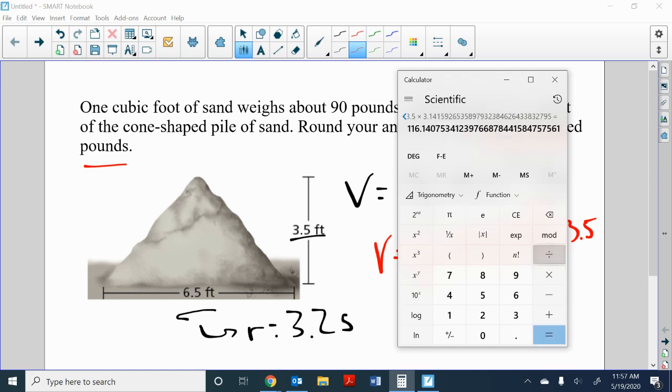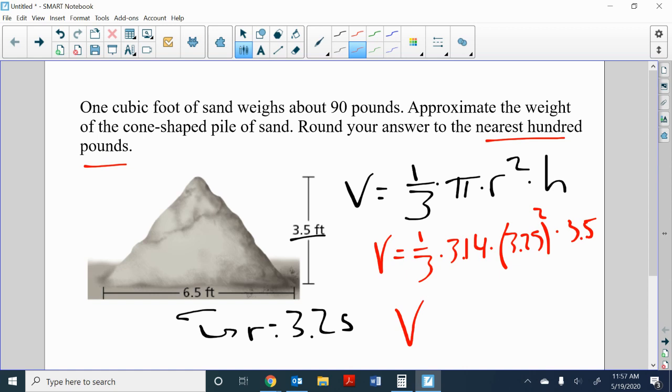Okay, so I get this, and of course now I need to divide this by 3, because that's the 1/3. All right, so I get that the volume of this pile of sand is 38.71 cubic feet. Now, what do I do with 38.7 cubic feet? Well, they were not asking for the volume in terms of cubic feet. They wanted the weight of this pile to the nearest 100 pounds.